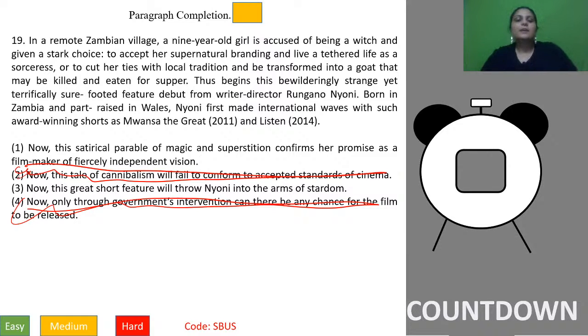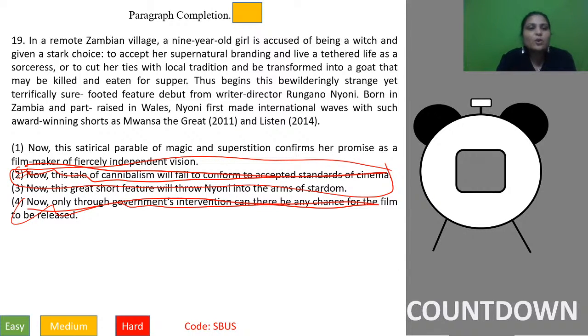So see, the other reason why the second option cannot be there is because if you look at the line before it, that she made international waves with award-winning shots such as blah blah blah and blah blah blah. So if you're talking about that, then this line here is actually a complete opposite, that whatever work she has done now will fail to conform to the accepted standards of cinema. She had made such kind of movies in the past and they were not only accepted but they were celebrated. So option 2 will not be there. Now, the first thing with option number 3 which is wrong is, first of all, she is already a very celebrated filmmaker. Okay? So it will not throw her more into the arms of stardom. She's already a celebrated filmmaker because she already made international waves. It looks like a very close call, but that is there.